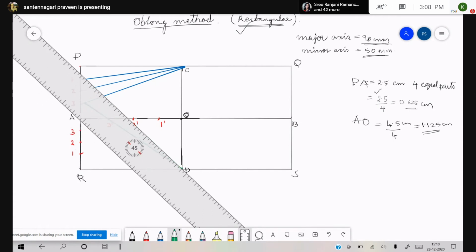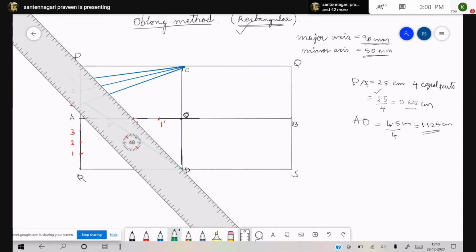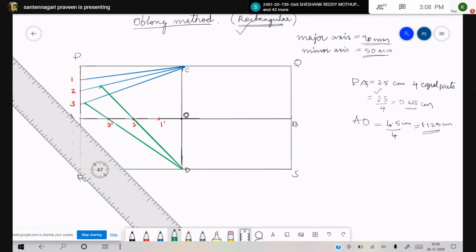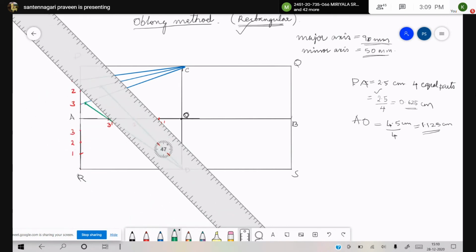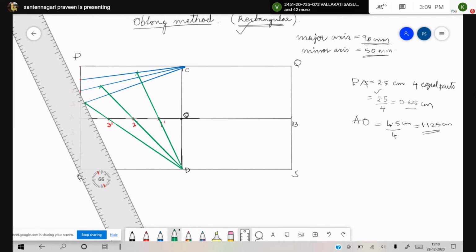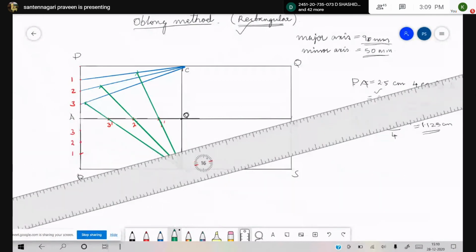Similarly, D2 dash should be joined. D and 2 dash should be joined and extended in such a way that it intersects your C2 line. See, 2 dash is going and intersecting at 2. D2 dash is extending and intersecting at C2. Stop there. Mark a point here also. Similarly, your D1 dash also will be extended, up to the part where it intersects your C1. So this is your C1. Okay, clear? So we got 3 points.